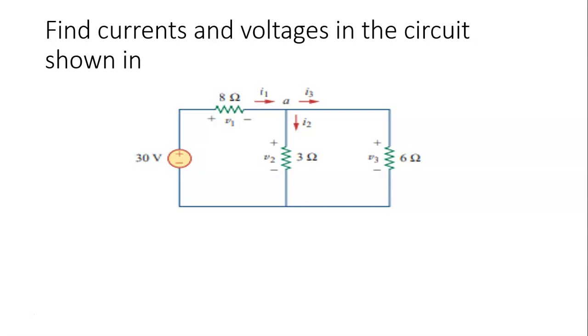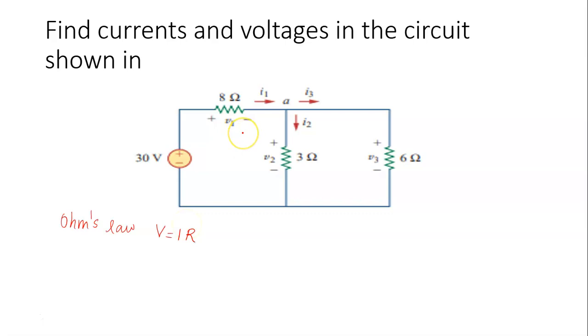So in this particular circuit, first we are going to find the voltages. To find the voltages, we should know what is Ohm's law. So we know Ohm's law is given as V is equal to I into R. In this circuit, we are going to find the voltages across the various resistors: this 8 ohm resistor, this 3 ohm resistor and the 6 ohm resistor. To find the voltages across these three resistors, we are using Ohm's law.